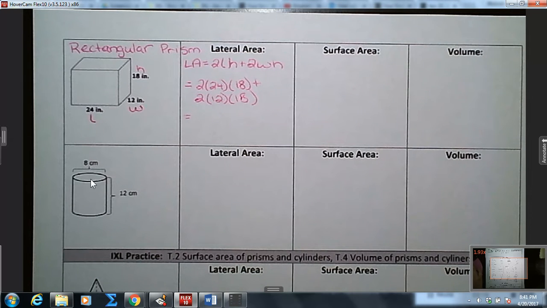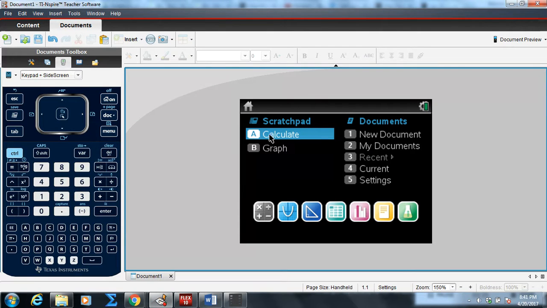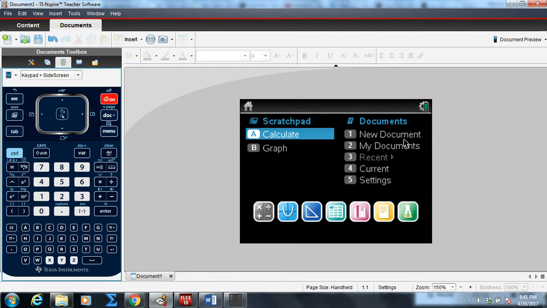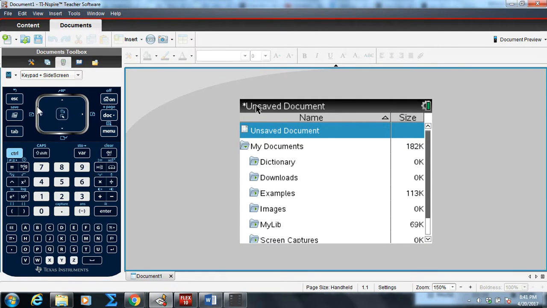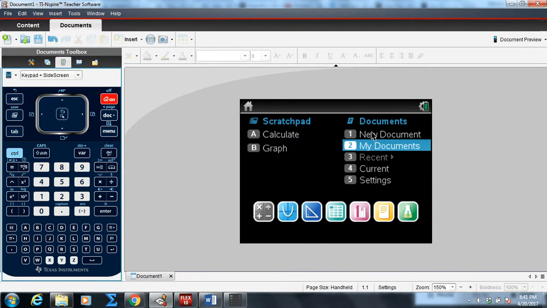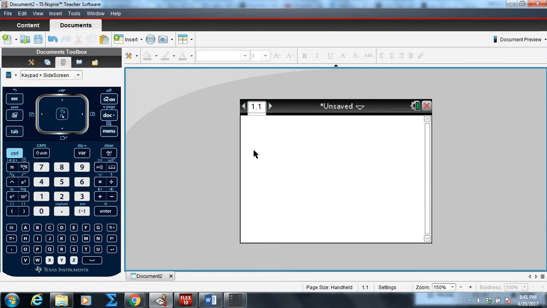I'm going to show you how to type this all in your calculator in one list. Calculate. Let's get a fresh page here. New document. Add a calculator. Okay, I'm just going to type this whole list in: 2 times 24 times 18 plus 2 times 12 times 18. No need to break it up. The calculator can do it all for you.